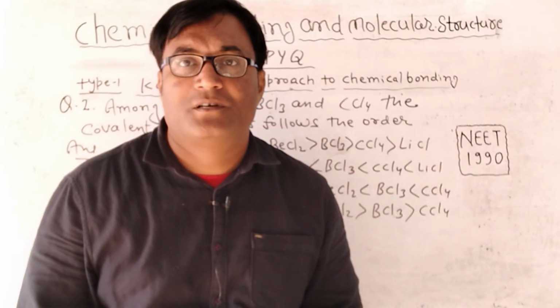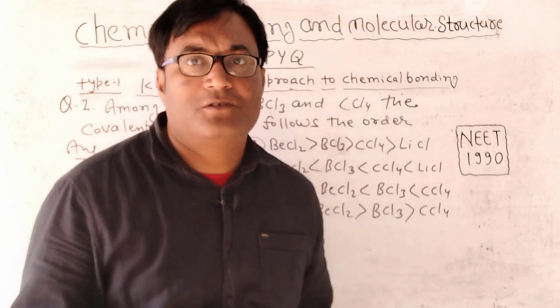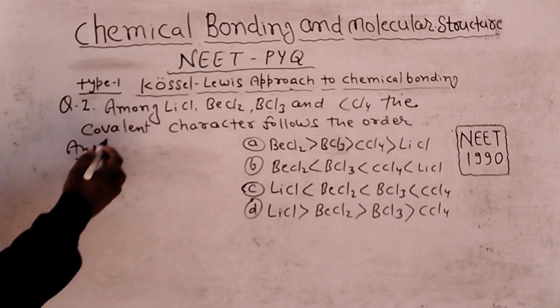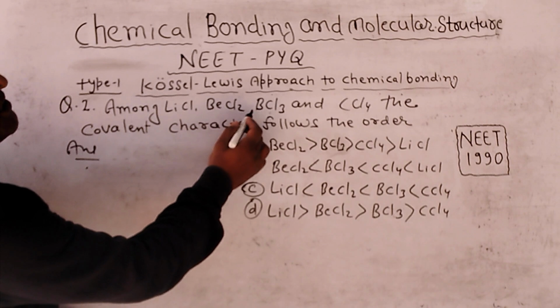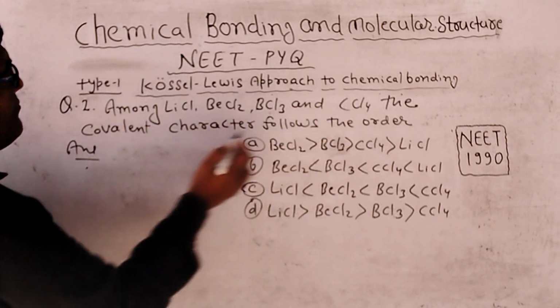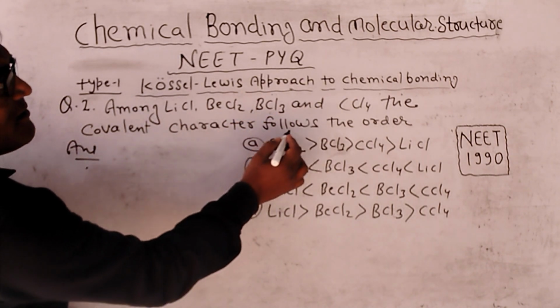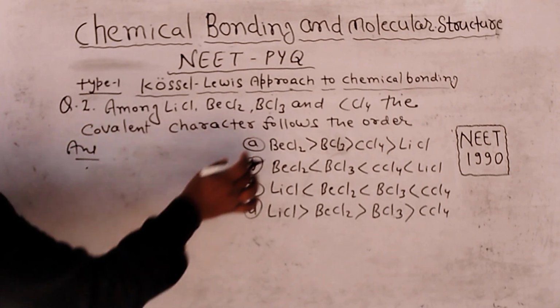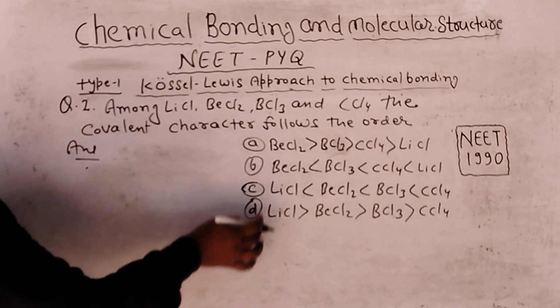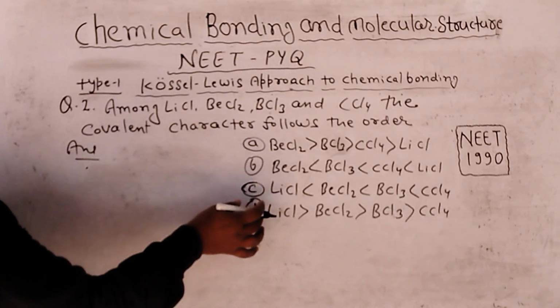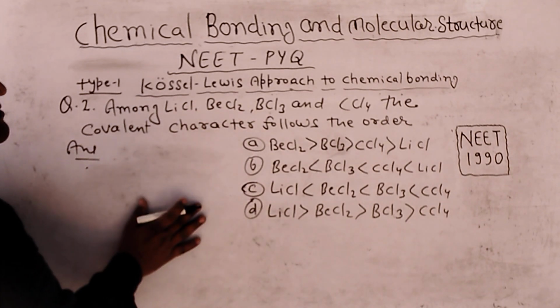This question is question number 2. According to this question, among LiCl, BeCl2, BCl3 and CCl4, the covalent character follows the order. In these options, which order of covalent character of these molecules is correct?